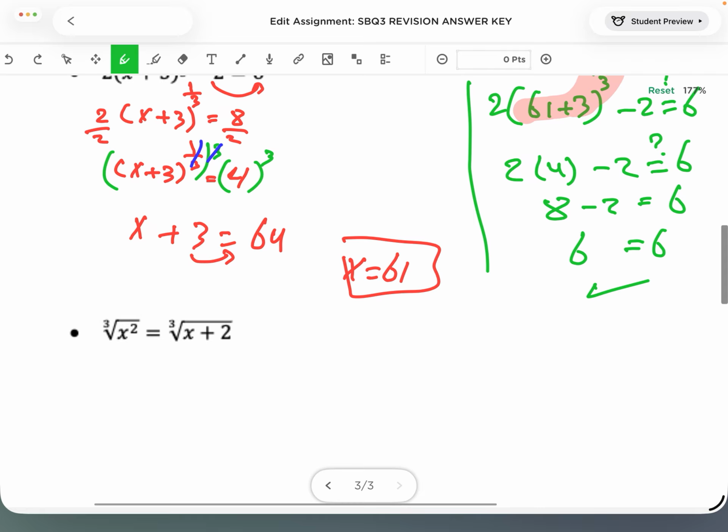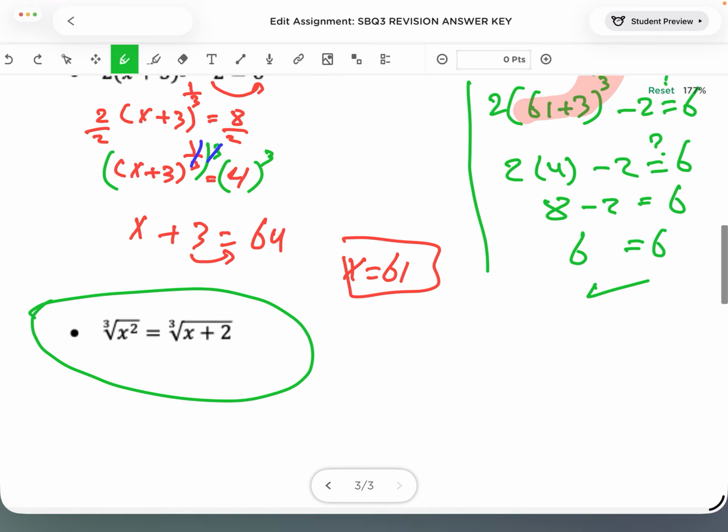The last one, I will not solve it. I will consider it as a challenging question. I might solve it in the class. Good luck, ladies.